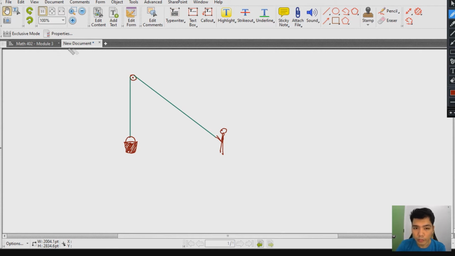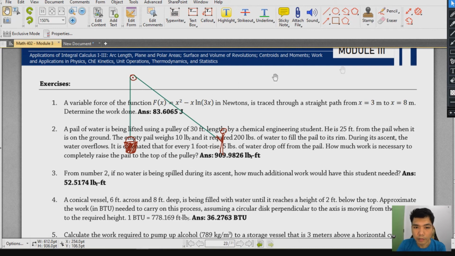And we can label all these parts. The problem says the length of our pulley is 30 feet. So that is the vertical part of this pulley, and the diagonal part, in combination equal to 30 feet length. The distance of the student from the pail when the pail is on the ground is 25 feet. So we can give the value for this distance, that's 25 feet.